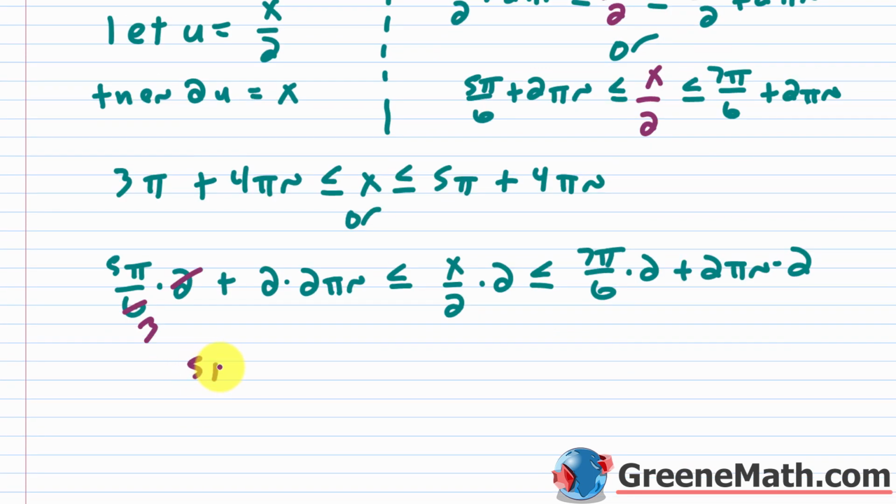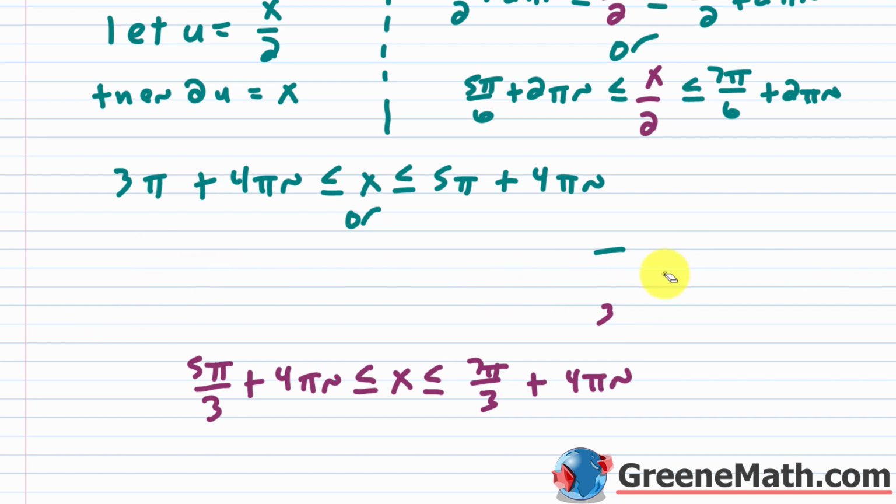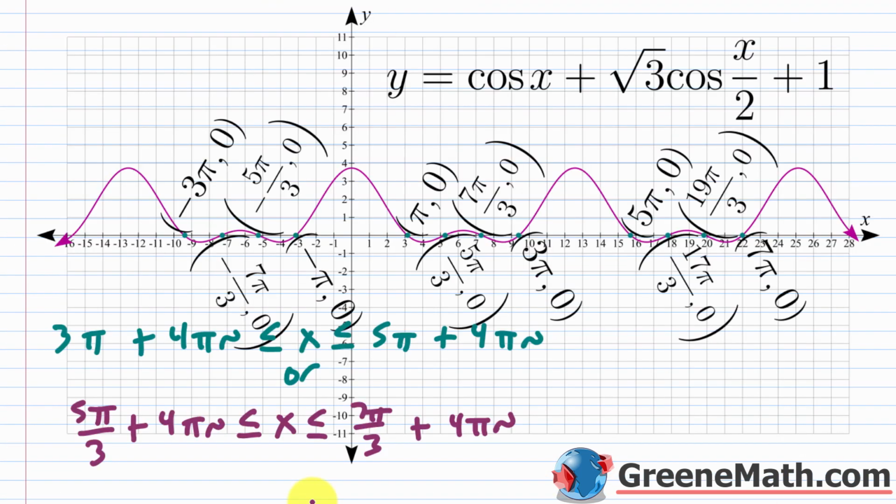So let me write 5 pi over 3, and then plus 2 times 2 is 4, so this is 4 pi n. So this is going to be less than or equal to, the 2's cancel, so this is just x, which is less than or equal to, 6 divided by 2 again is 3, so this is 7 pi over 3, and then plus 2 times 2 is 4, so this is 4 pi n. Okay, and this right here is our final solution. So let me paste this in here.